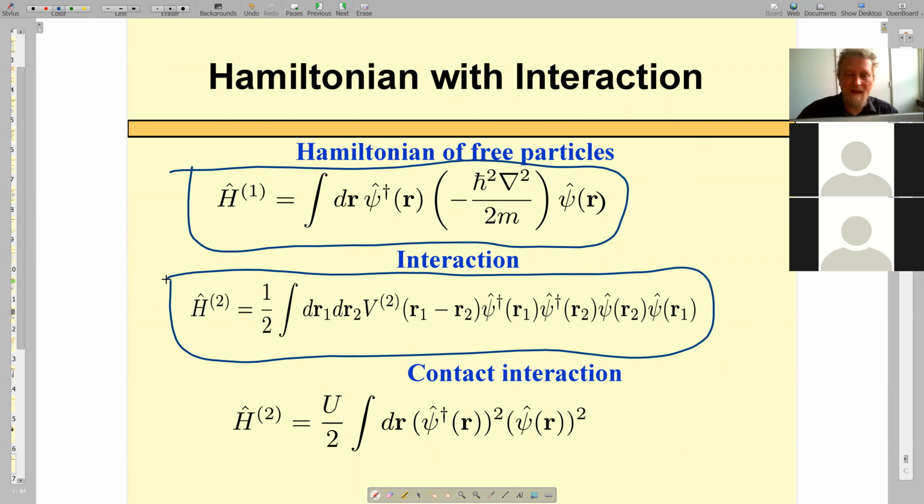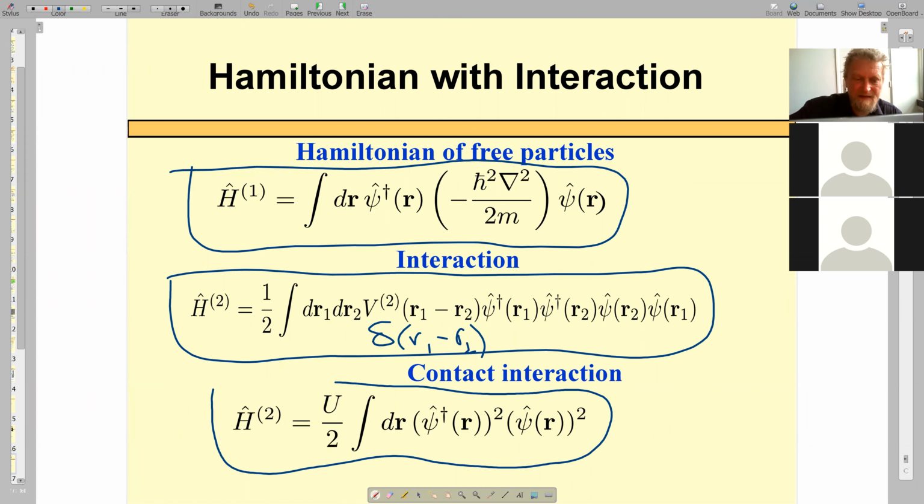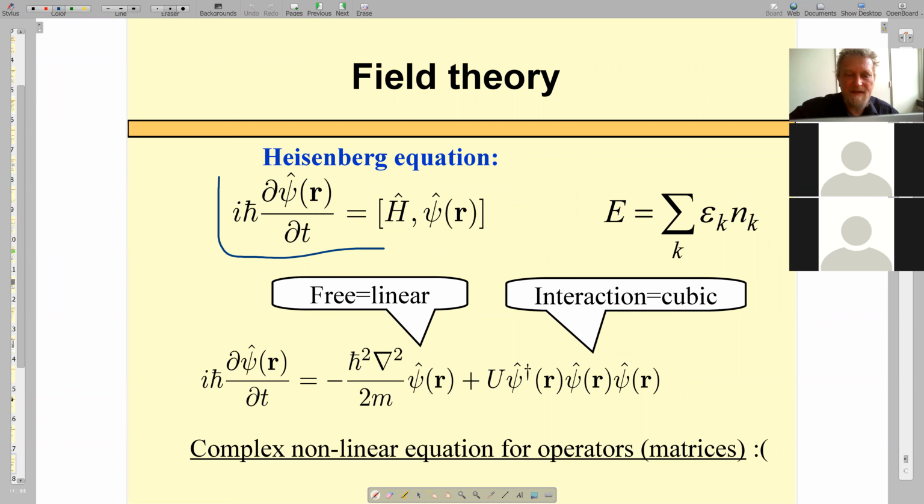Fine. I would like to simplify the interaction. I will replace it with a delta function. So it's what we discussed in magnetism. It's contact interaction. Okay, with this, the two-particle interaction H2 is collected to this form. Fine. So we have second power in psi, we have fourth power in psi, and we just run the Heisenberg equations.